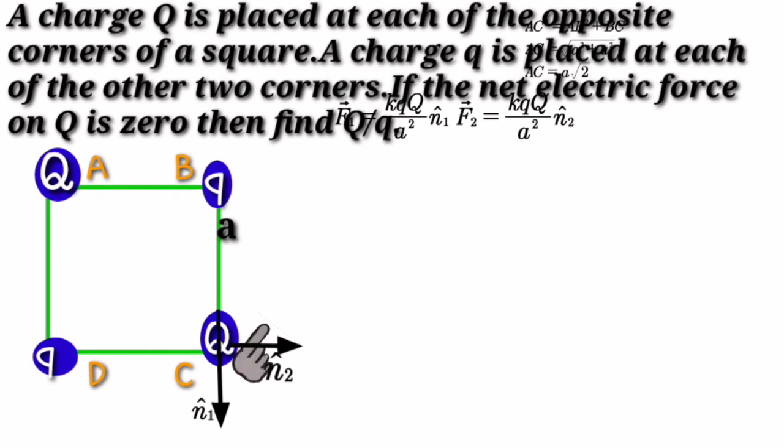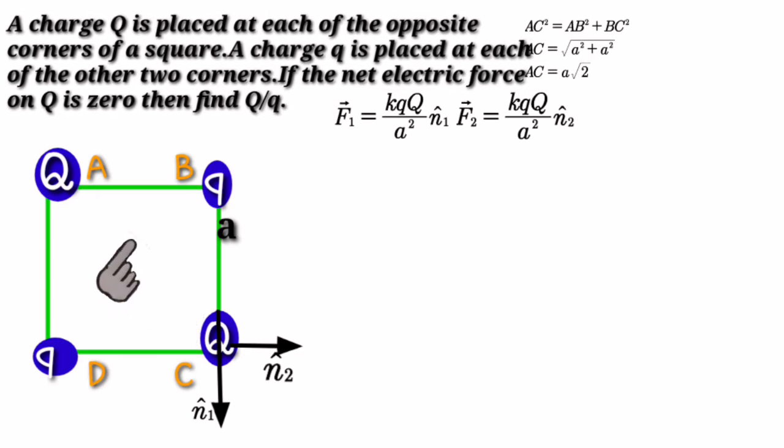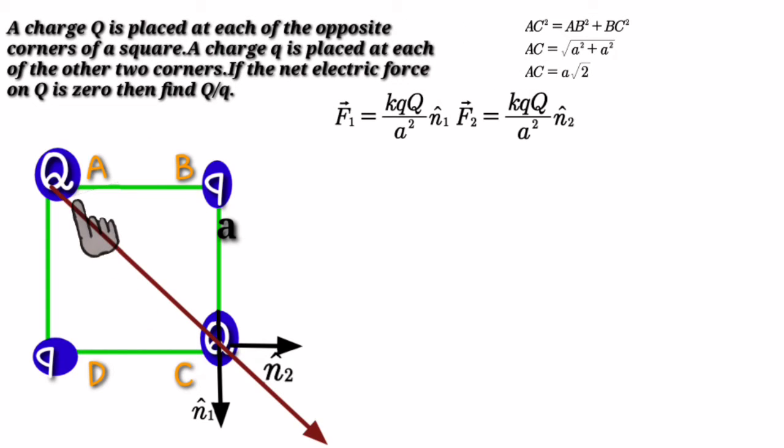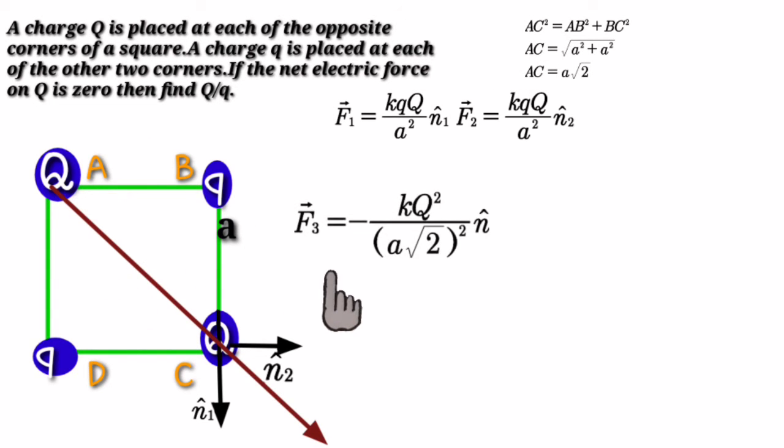Now the force on capital Q charge which is placed at point C due to the charge capital Q which is placed at point A is K into capital Q square divided by root 2 A whole square, into n cap, where n cap is the direction of the unit vector which is shown in the figure above.